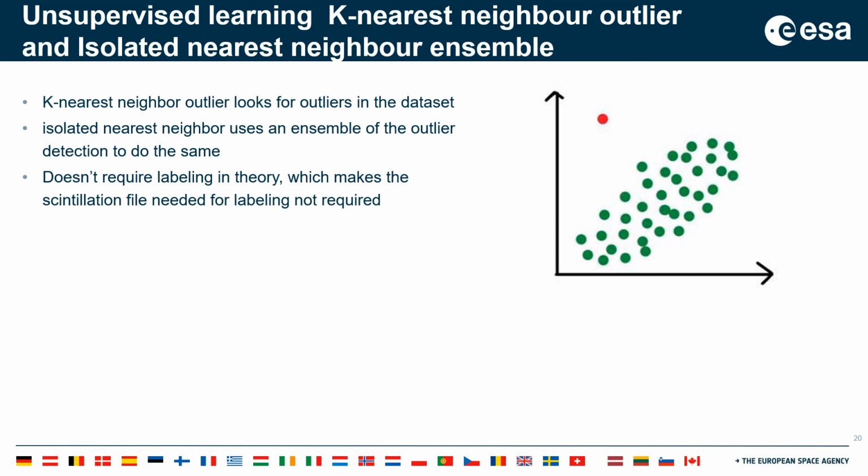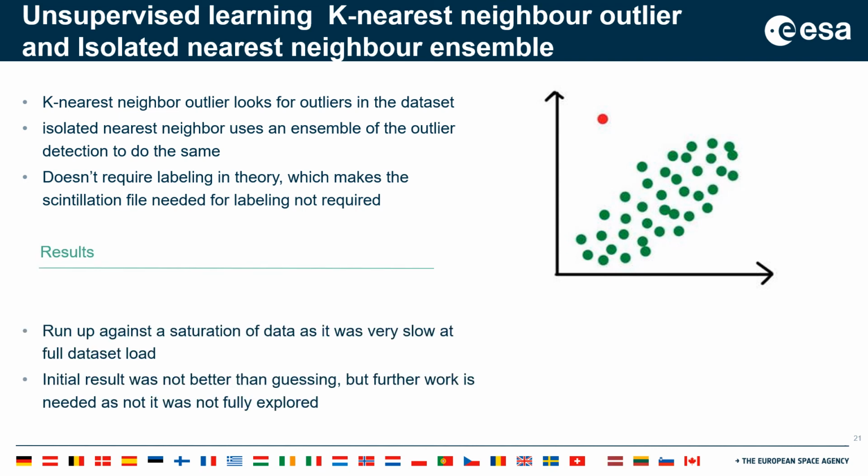This doesn't require labeling in theory, which means the scintillation file that was needed to label all the data is not required. In some cases you don't have labeled data, so that is the main difference between supervised and unsupervised. The unsupervised doesn't have the labeling at all, and this can be advantageous in many situations, as if you don't need the labeled data, you might not need expensive hardware. But in this case, we ran up against saturation of data, as it was very slow on the full data set load that the supervised learning handled nicely. The initial result was not better than guesswork, but we think further work is needed as it was not fully explored in this case.